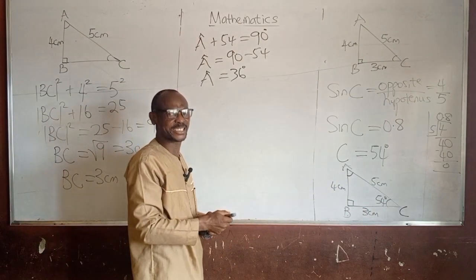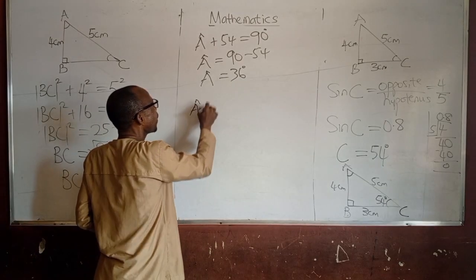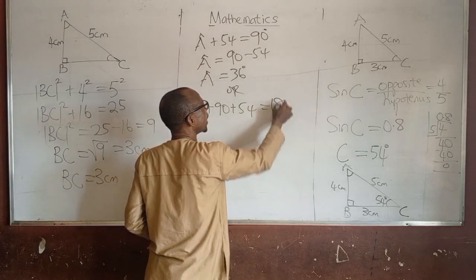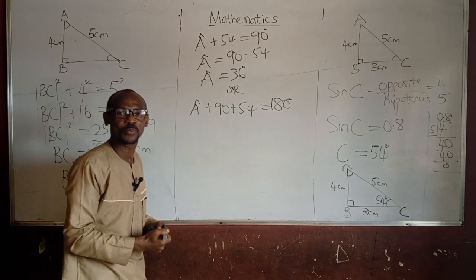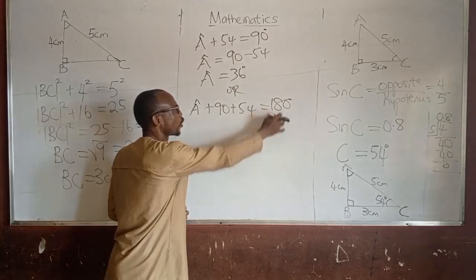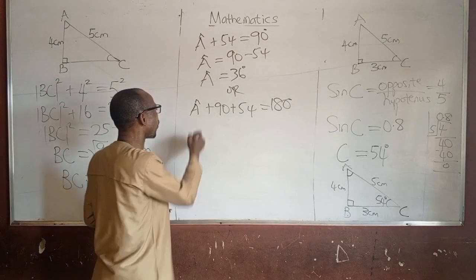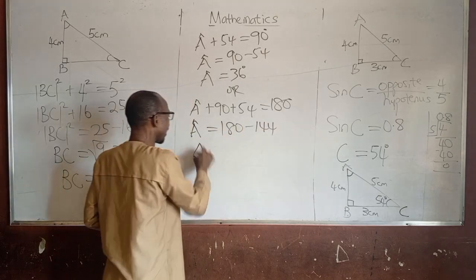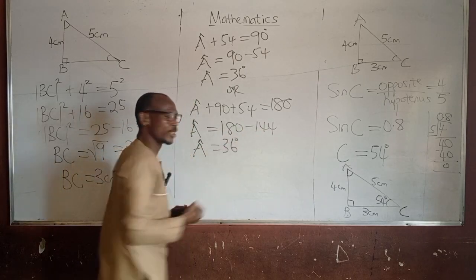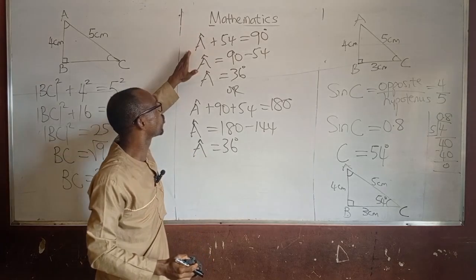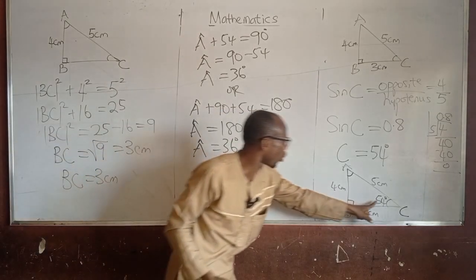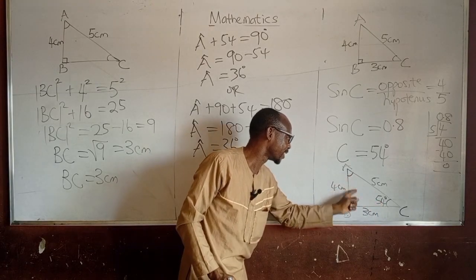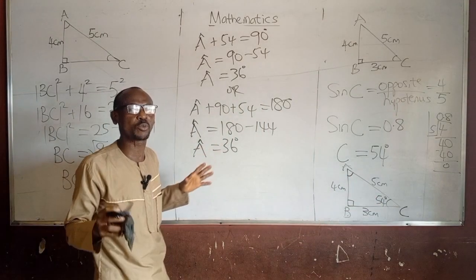See the same thing: if we say A plus 90 plus 54 is equal to 180 degrees, it will give the same result. If you add this and this together, it will give you 144. So your A becomes 180 minus 144. A will still be 36 degrees. So this one is the shortcut to use. Immediately you get one angle of the right angle triangle, subtract that value from 90, and it will give you the next one.